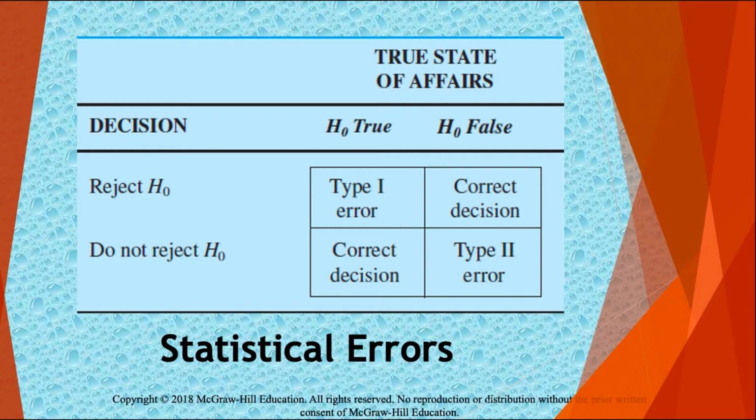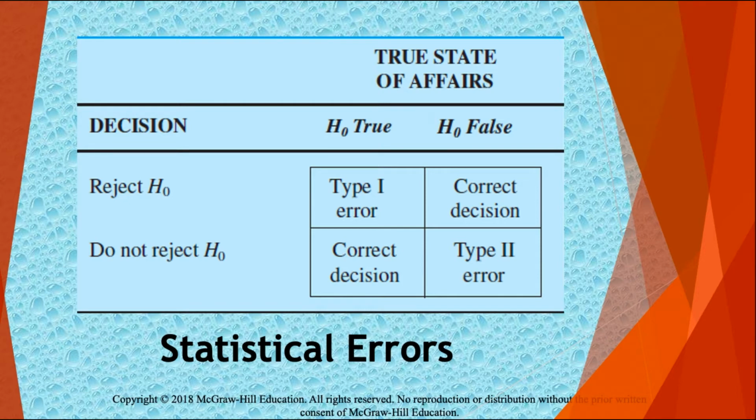So, as we see, the lower left box represents the situation in which the null hypothesis is true and the independent variable had no effect, and you correctly decide not to reject the null hypothesis. So here, a correct decision. This is a disappointing outcome, but at least you made the right decision.